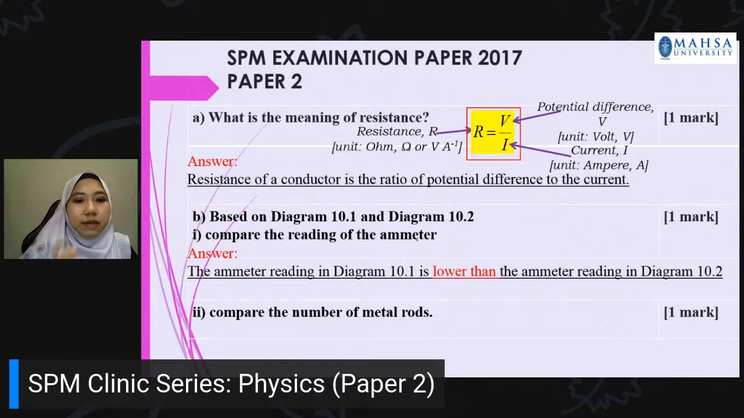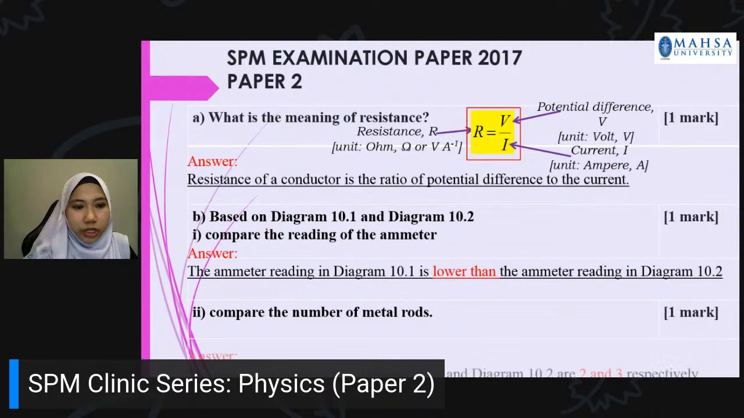The answer is the emitter reading in diagram 10.1 is lower than the emitter reading in diagram 10.2, meaning that the emitter reading in 10.2 is higher compared to the emitter reading in diagram 10.1. I already explained just now, what happened to the current value on the emitter, due to the different value of the effective resistance, because the number of the metal rod is different based on diagram 10.1 and 10.2.